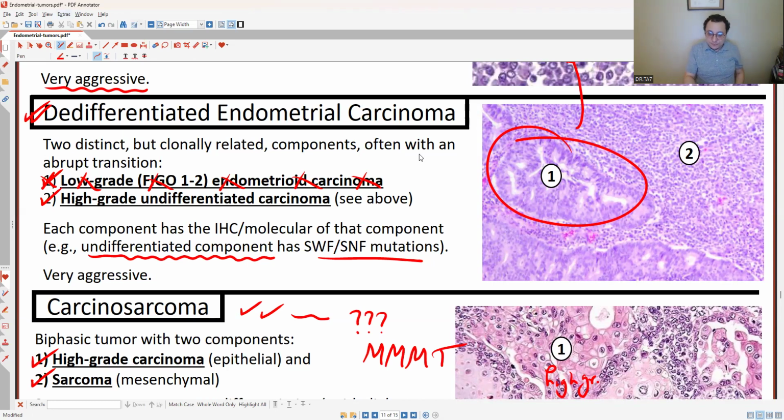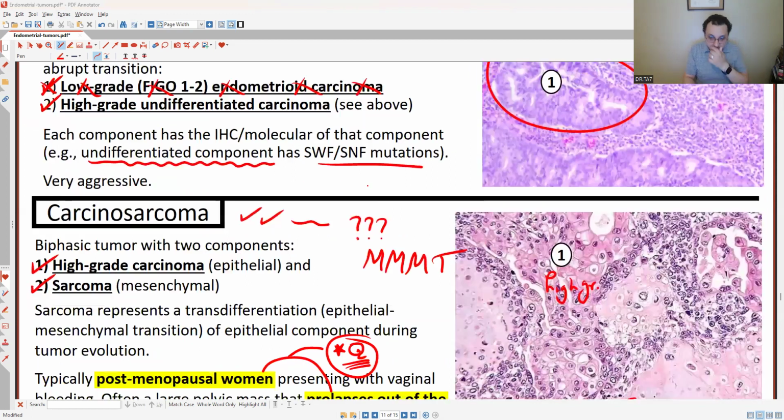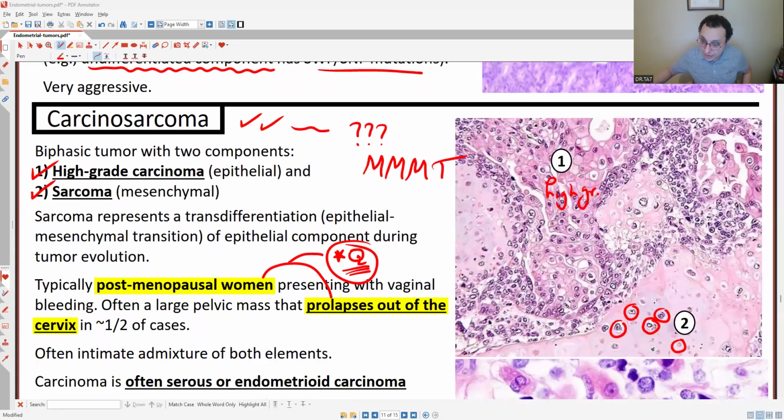You got it? So that's how it looks. See, high grade epithelial component plus high grade sarcomatous component, which is mesenchymal. So high grade carcinoma, epithelial, and high grade sarcoma.